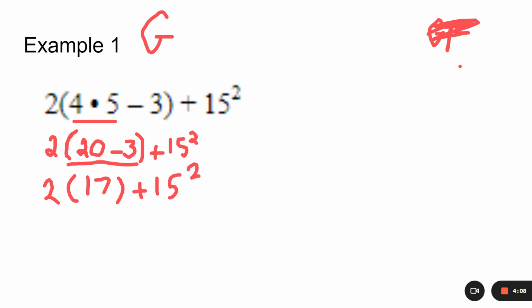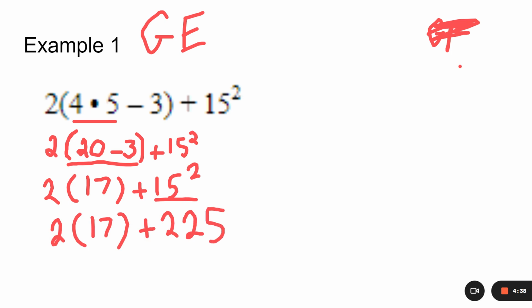Now, again, do I have any groupings? No. I have the parentheses there, but that just means I'm multiplying the 2 and the 17. It's not a parentheses signifying grouping. Do I have any exponents or square roots? I do have an exponent over here, so that's what I would do next. 15 squared gives me 225.